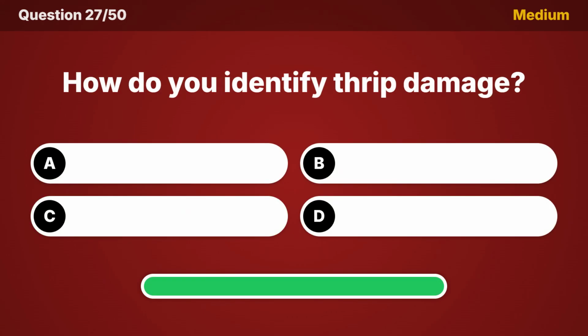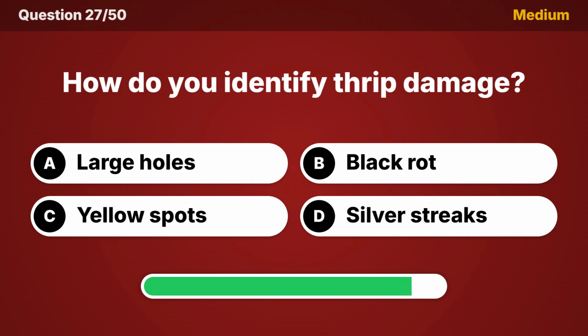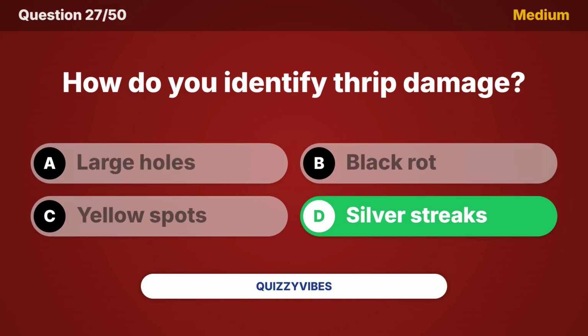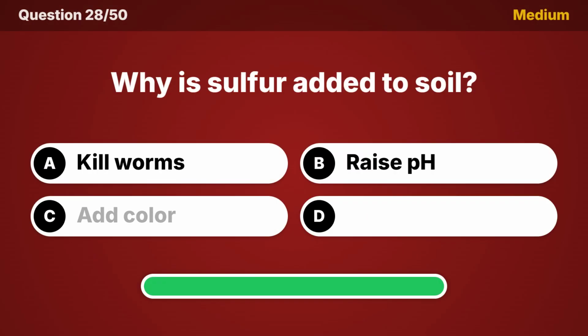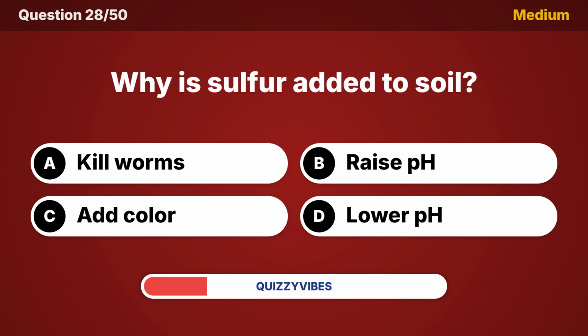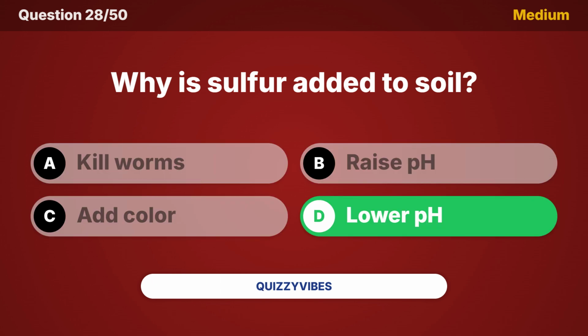How do you identify thrip damage? The answer is silver streaks. Why is sulfur added to soil? The answer is lower pH.